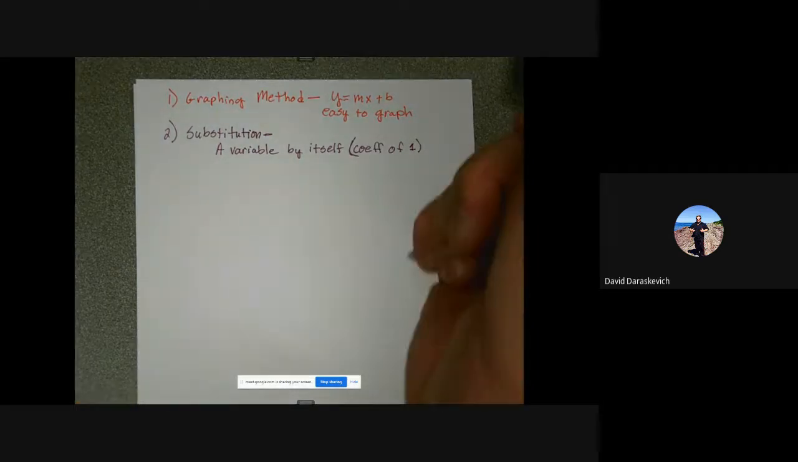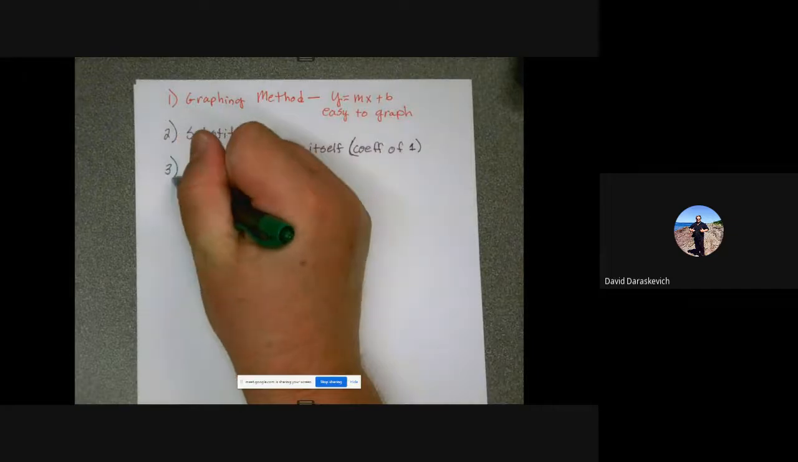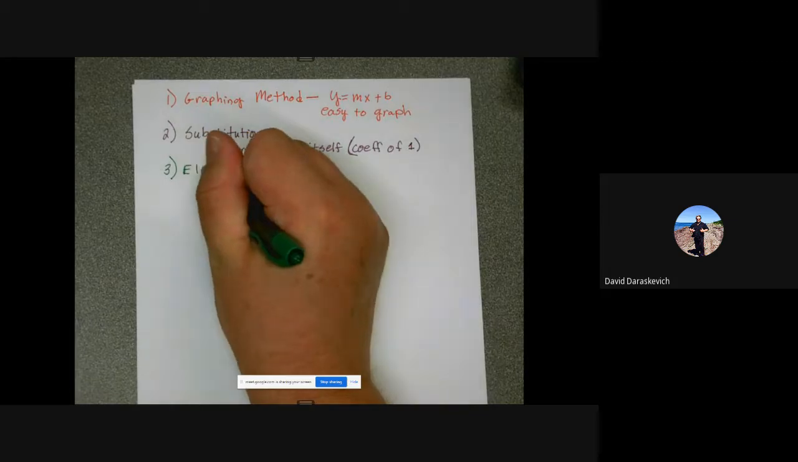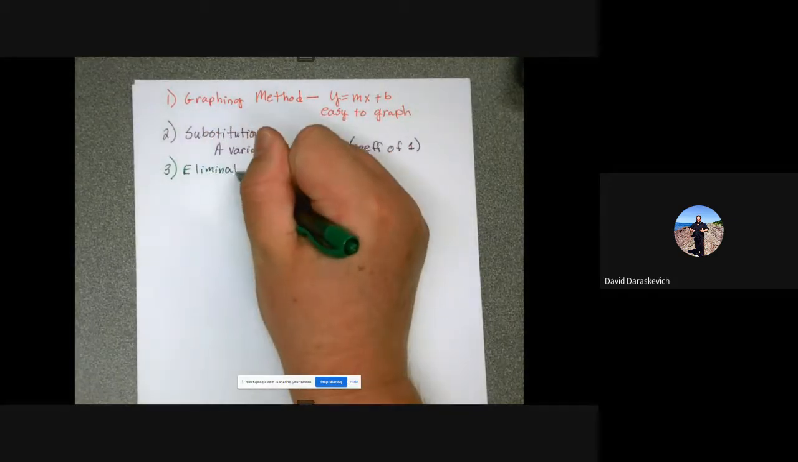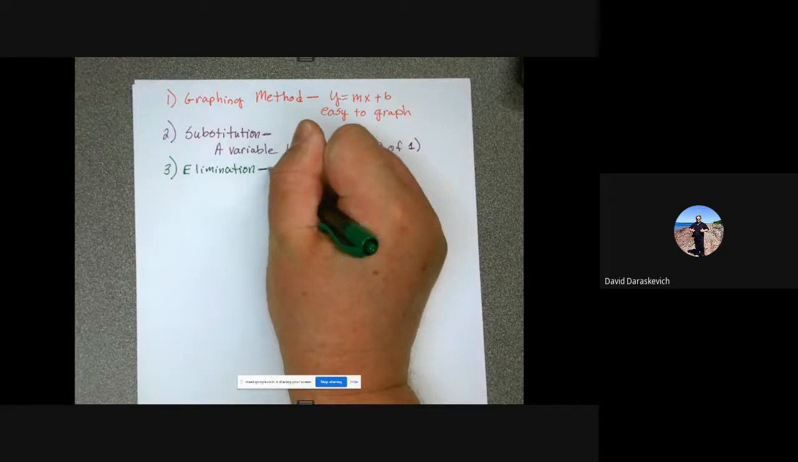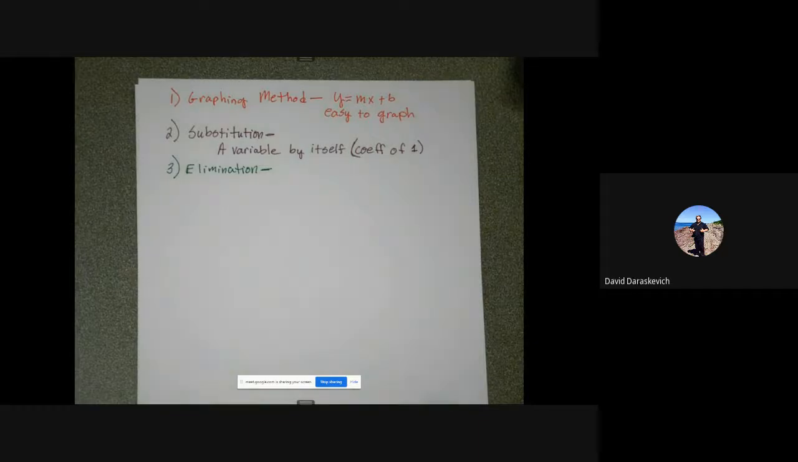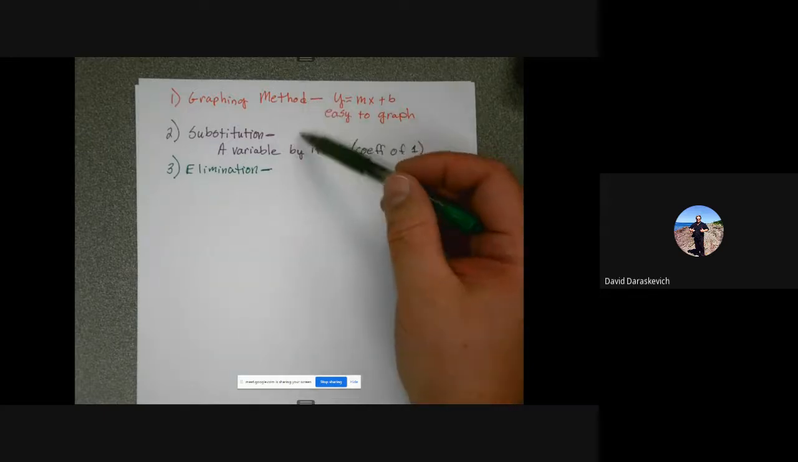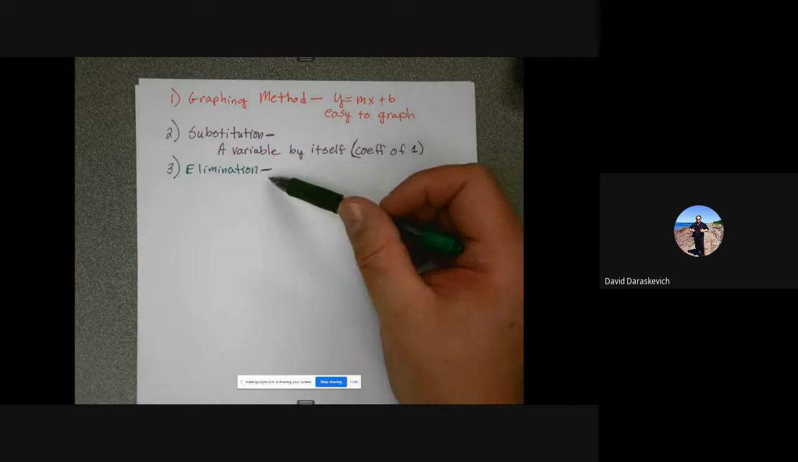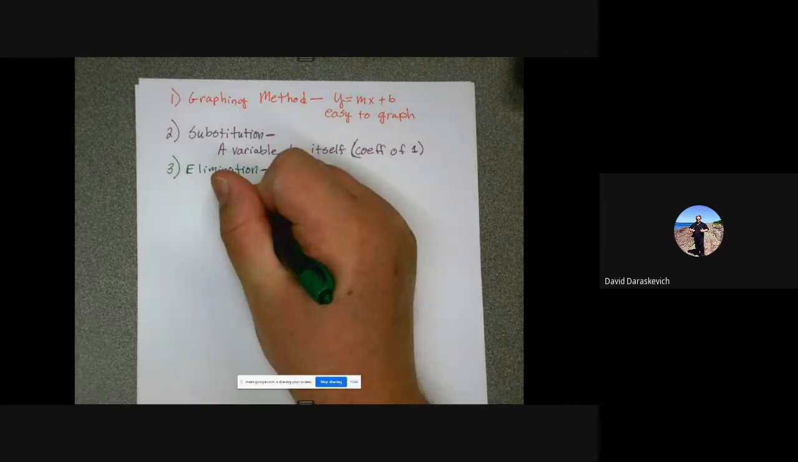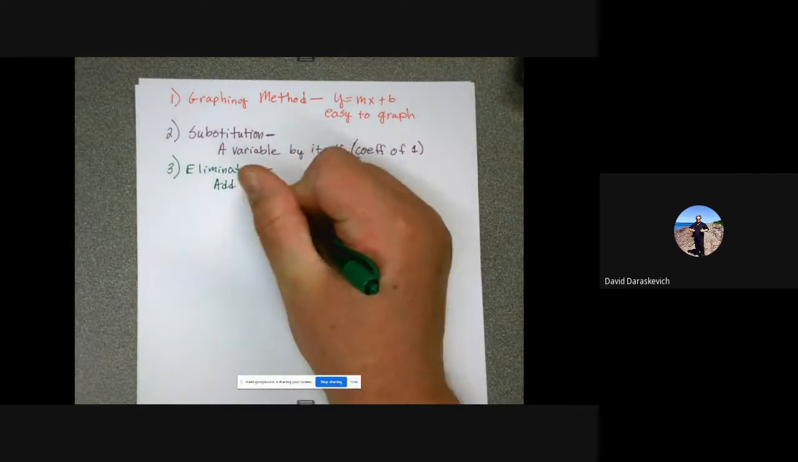And then the third method was elimination. And this was good, especially if you, well, it actually is not all that great because it's one of the hardest because we usually use elimination when neither one of these are available. So it's usually going to be a harder problem. But the purpose here is to add the two equations together.